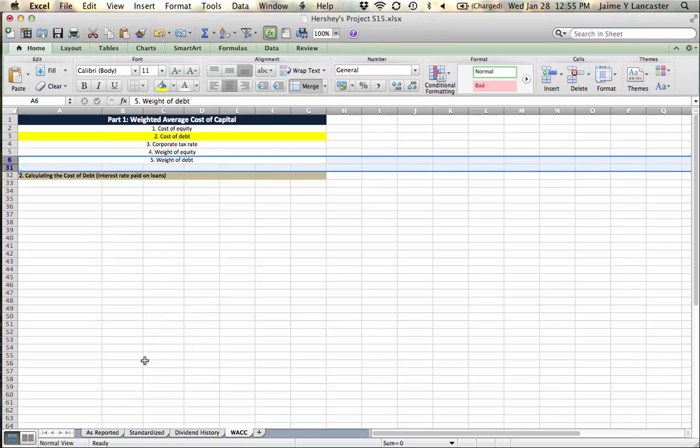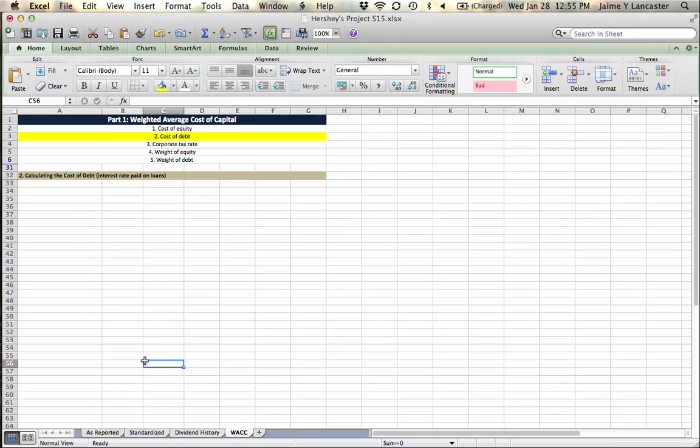Okay, here we are. Calculating the cost of debt. This is where we're going to use our as reported and standardized statements. And every firm is different. We're not using Yahoo for this because the numbers in Yahoo are not always the same as the numbers in Mergent, and it's much easier if we're consistent. So our homework had us use Yahoo Finance, but this is going to have us use Mergent.